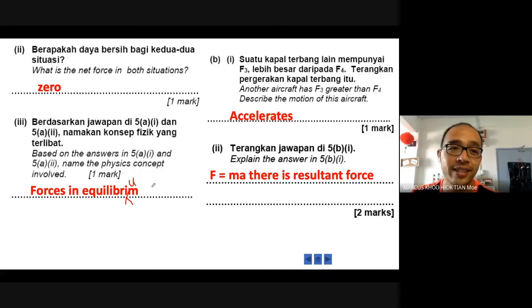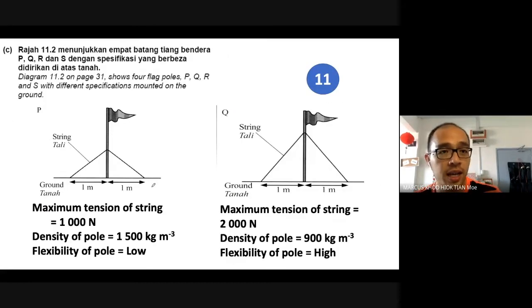Okay, question C, diagram 11.2, shows 4 flagpoles with different specifications. The maximum tension of the string over here is 1000, but this maximum tension of the string is 2000. The density of pole P is 1500, the density of pole Q is 900. The flexibility of the pole is low, so this is not very flexible.